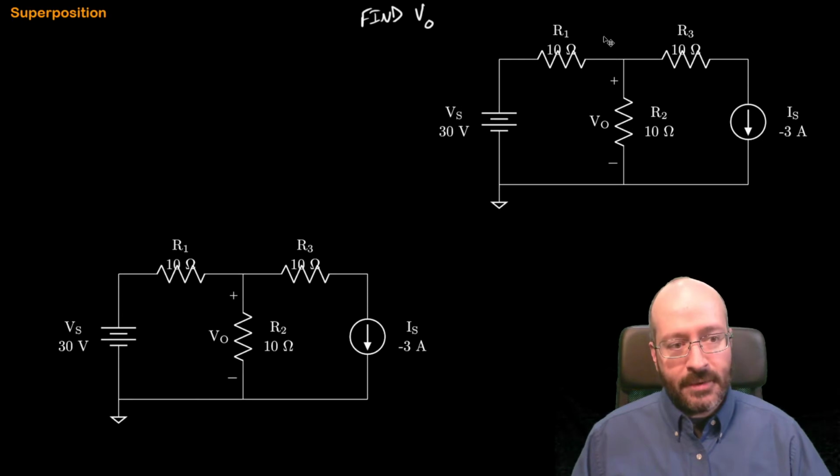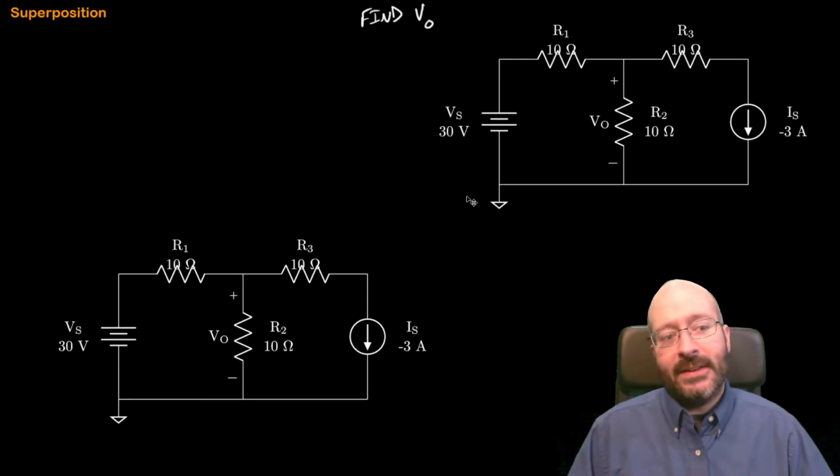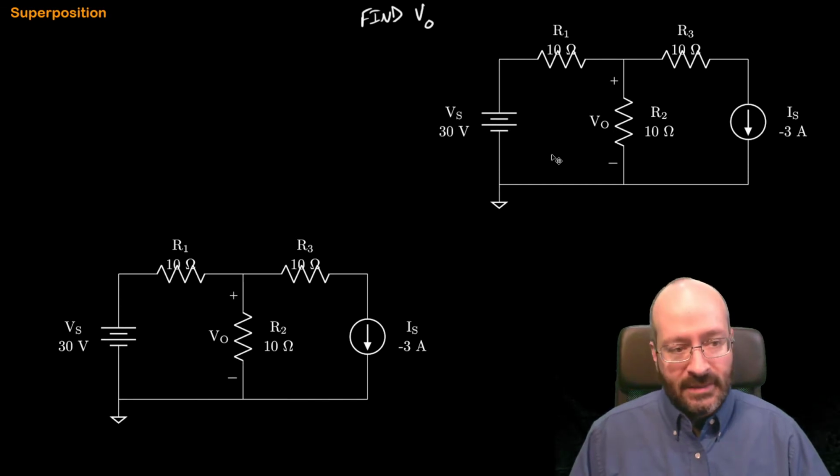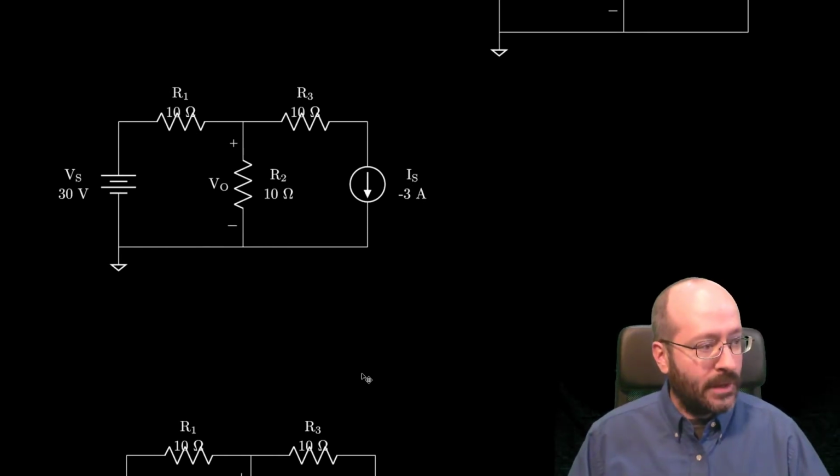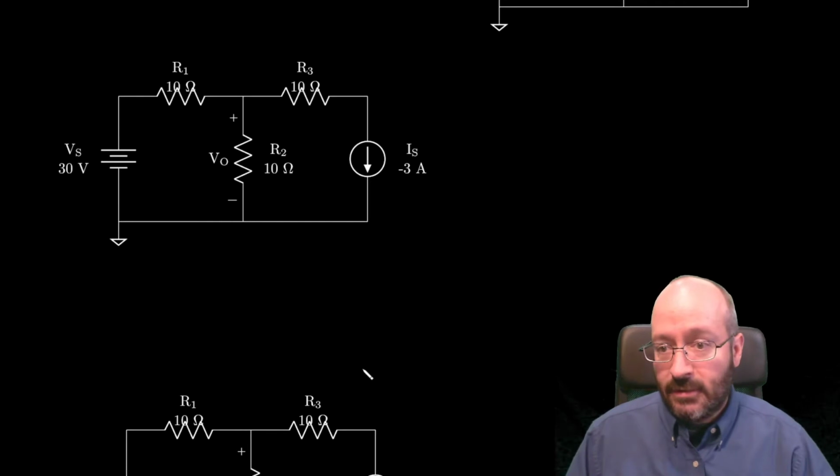I want you to get comfortable restating the problem. How do I take this and find V out using superposition? I see 1, 2 independent supplies. So I'm going to have to solve this problem twice. So I'm going to do it here and then I'm going to do it here. Okay? So let's do it.